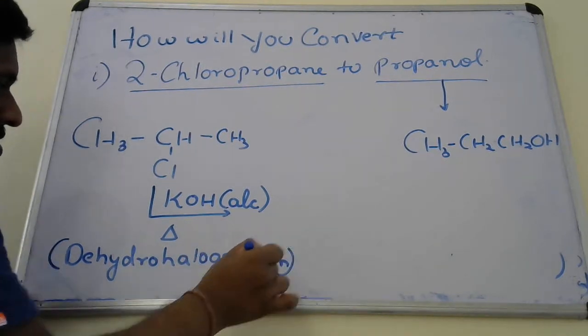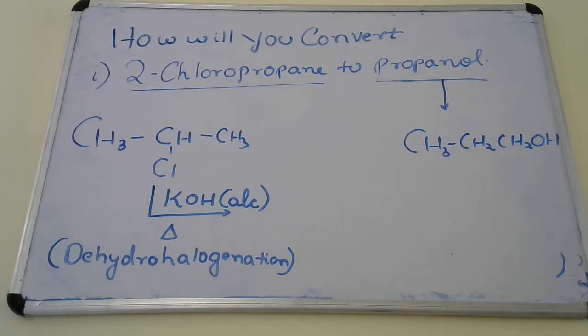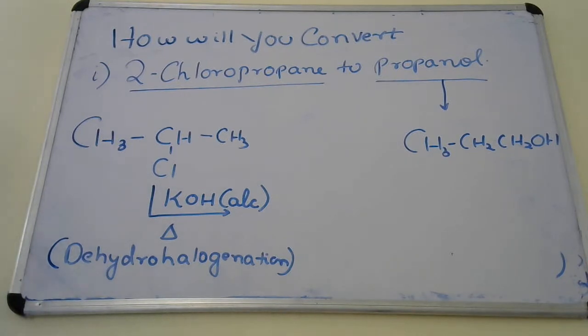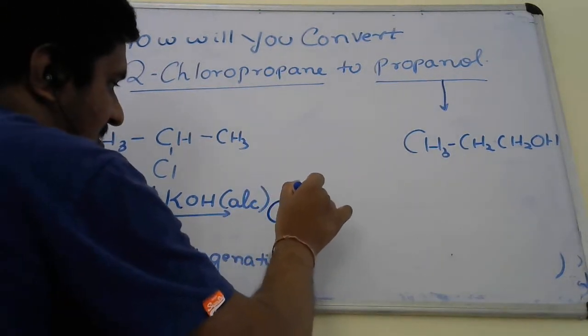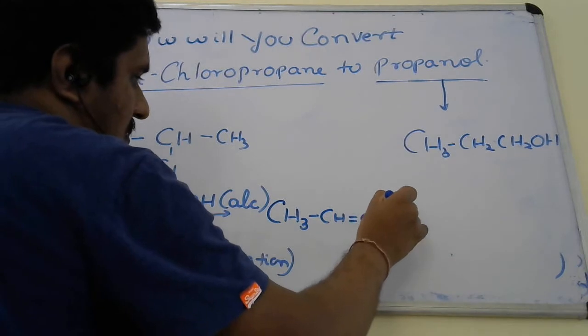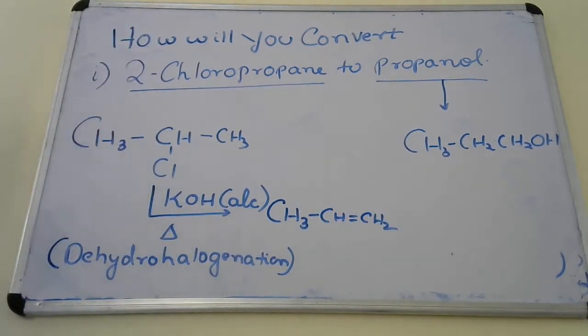What will it do? Chlorine will be removed, and one of the beta hydrogens will be removed, and you will get a double bond. We got the double bond, prop-1-ene.